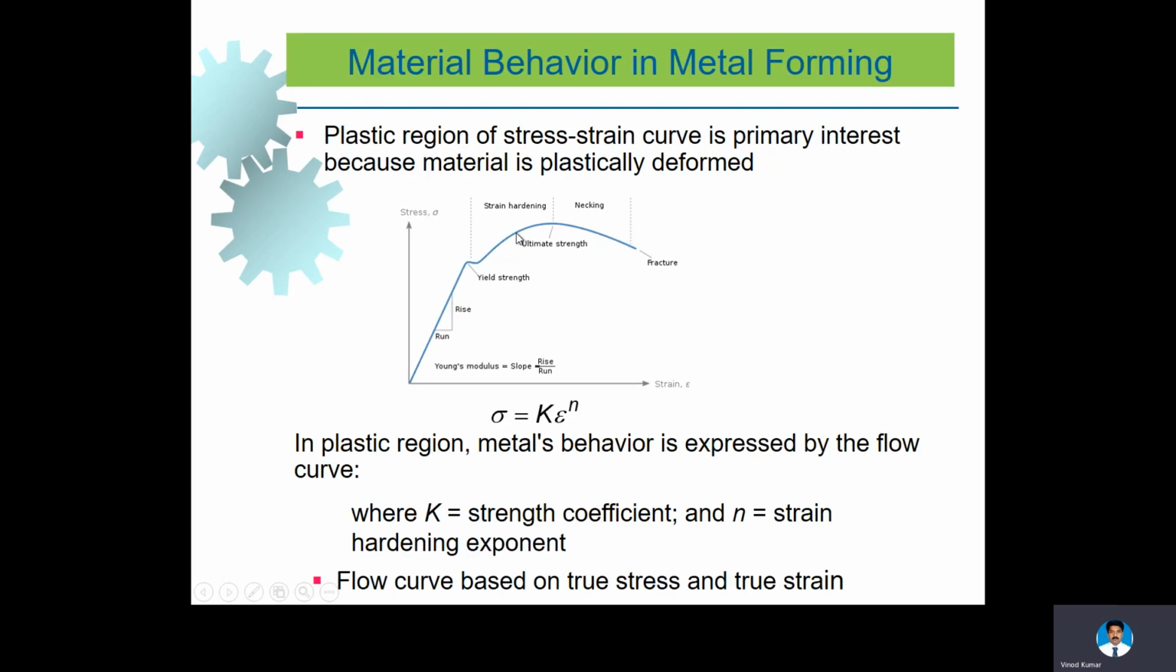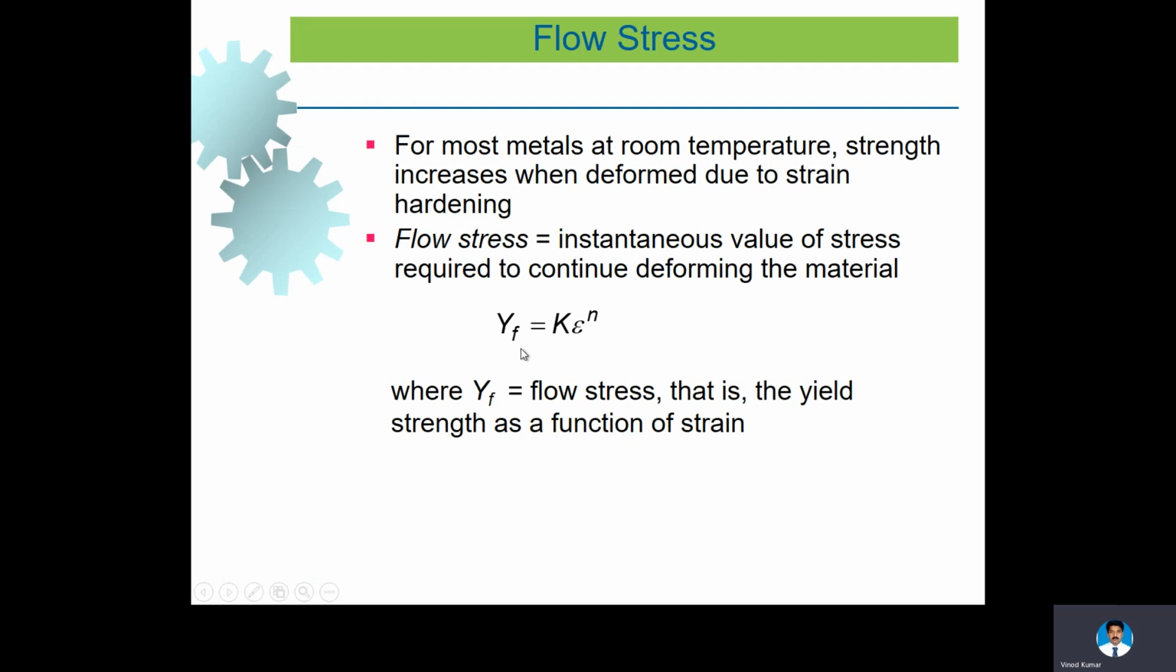That means the stress at this point to produce this much of epsilon. This stress Yf, for example, if you take this point, the stress required to produce this much of epsilon is equal to Yf = K ε^n, and that is the instantaneous stress at a point that is calculated using this equation.